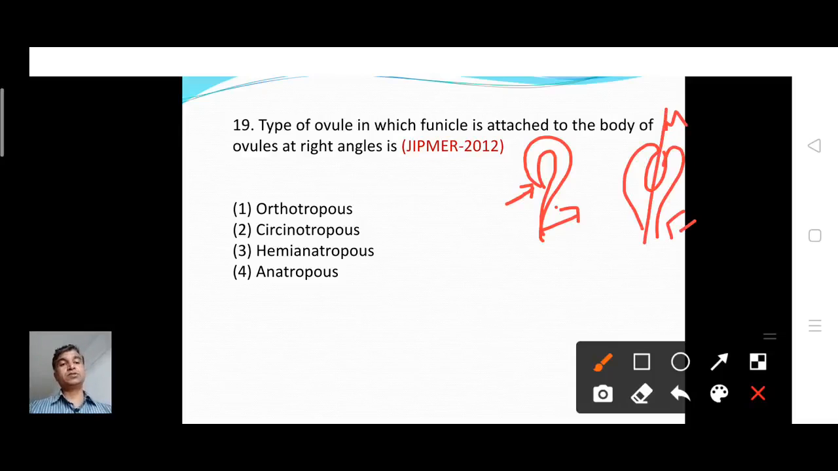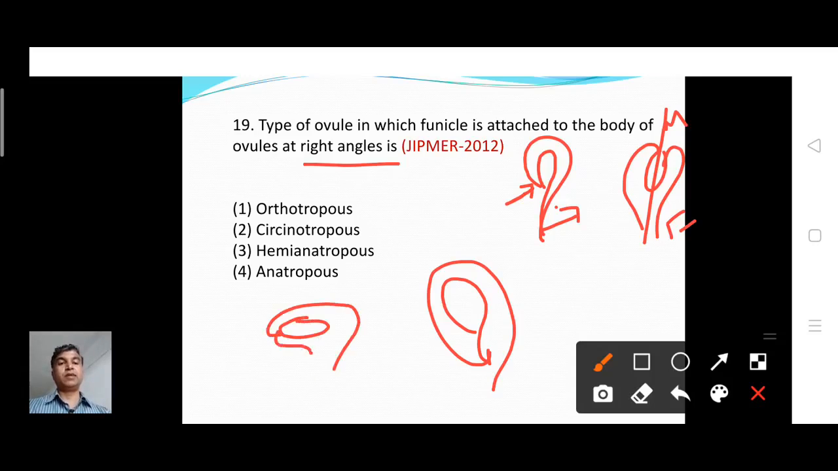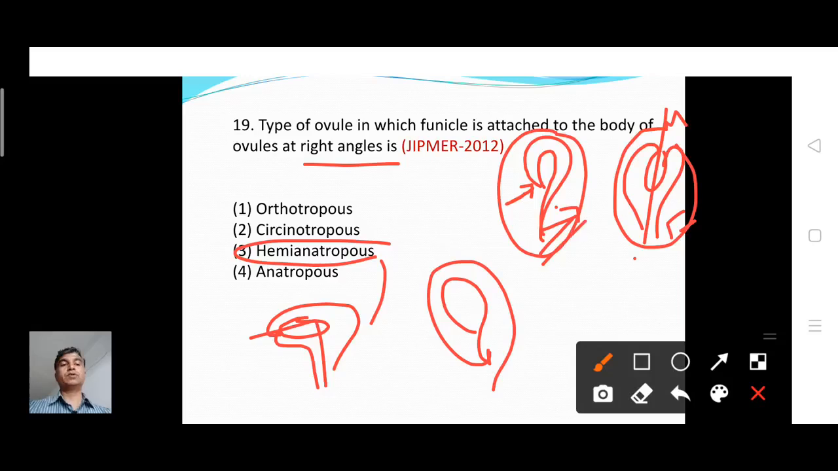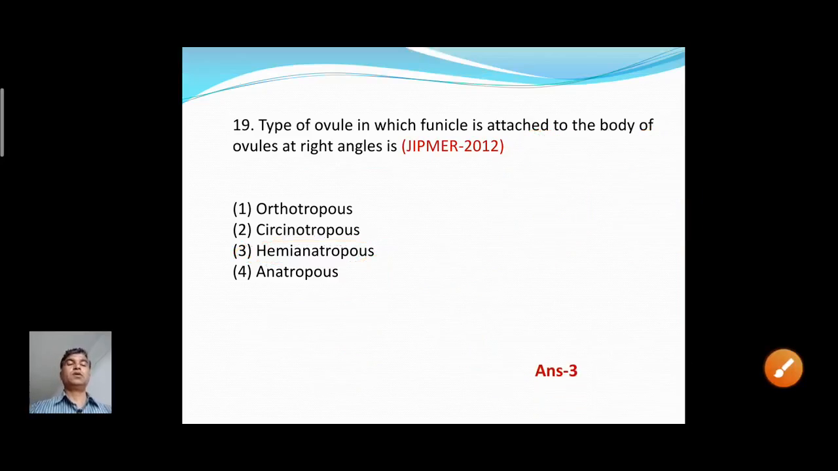When you take the campylotropous, this is completely curved. In the amphitropous, the micropyle and funicle are rotated in a 360-degree rotation. So it is a rotated one. Here they told about the right angle. So this is the embryo sac. If it is this type, this is a right angle. So this is nothing but the hemianatropous. This is an orthotropous. This is an anatropous, this is a campylotropous, and this is a hemianatropous. So where the ovule is at a right angle to the funicle, the attachment of the body, the answer is the third one.